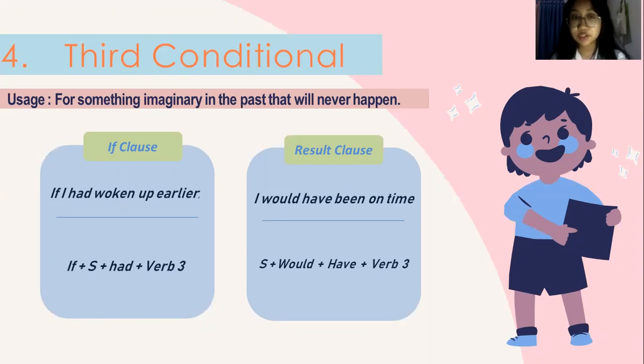So the structure for the third conditional here for the if clause is if plus subject plus had plus verb 3. The subject here is I plus had plus verb 3. The verb 3 here is woken up. Woken is the verb 3 of wake. And the result clause here, the subject is I plus would plus have plus verb 3. So the verb 3 for the result clause is been. Been is the verb 3 of be.